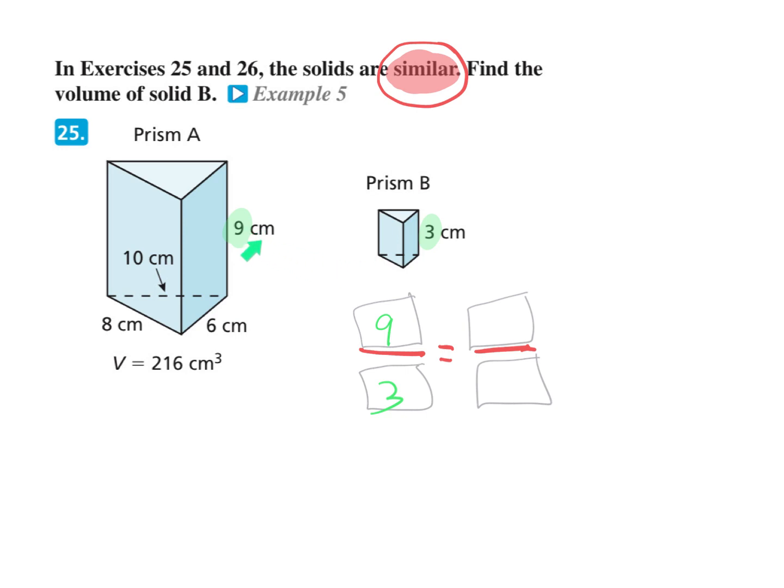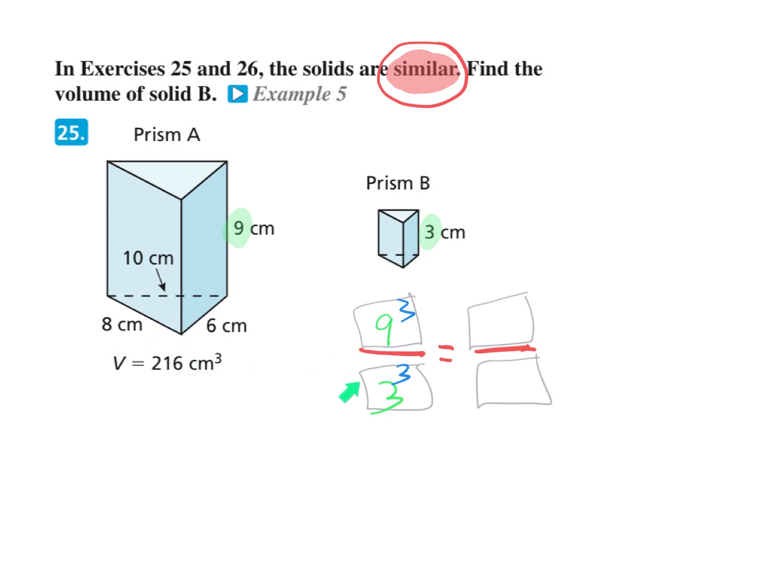Now, that ratio uses centimeters, which is to the 1 power. They're asking us to find volume, which is cubic. So we're going to have to cube these ratios. And on the right side of the equation, these ratios will be for volumes. And we happen to already know the volume of the big one.